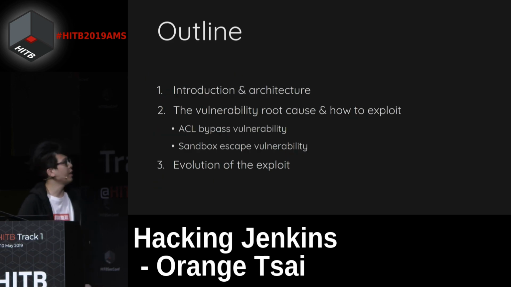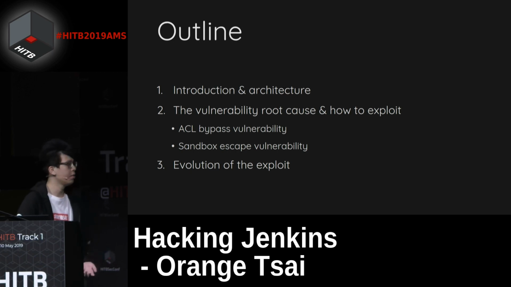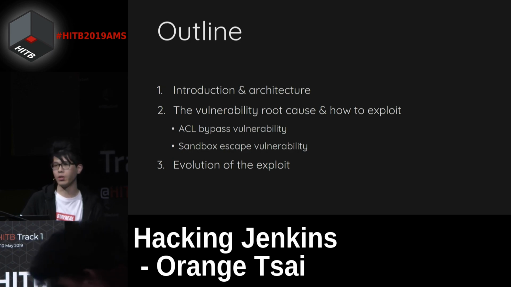Okay, here's the outline today. We first introduce Jenkins and its architecture, especially the routing mechanism. By understanding the mechanism, we then start our main topic. In this talk, I will introduce two bugs. One is the access control bypass, and the other is the sandbox escape, including the idea, root cause, and how to exploit them. By chaining these two bugs, we can get a full pre-auth remote code execution.